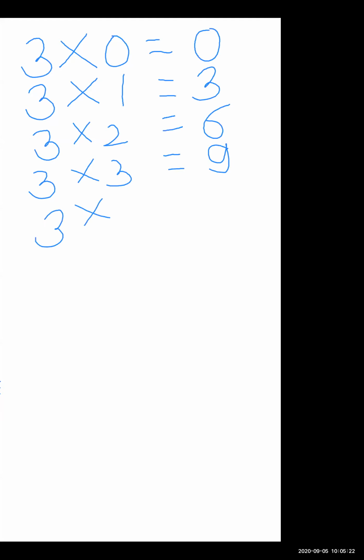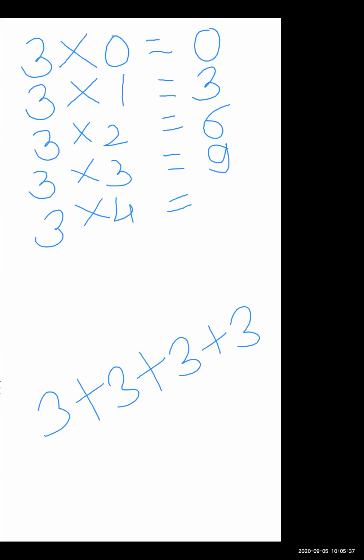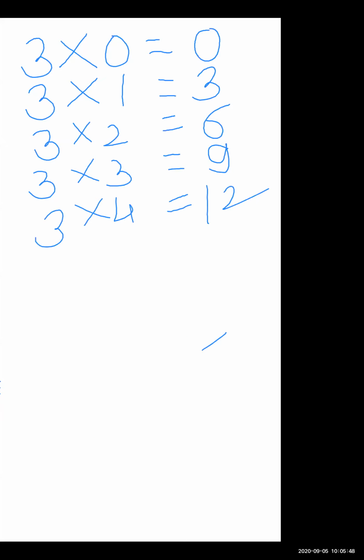Now we'll be adding 3 4 times. 3 into 4. How many times will we be adding 3? 4 times. 3 plus 3 plus 3 plus 3. We just solved this sum a few minutes ago. So if you add 3 4 times, what is the answer? It's 12. Now we'll be adding 3 5 times. 3 into 5.